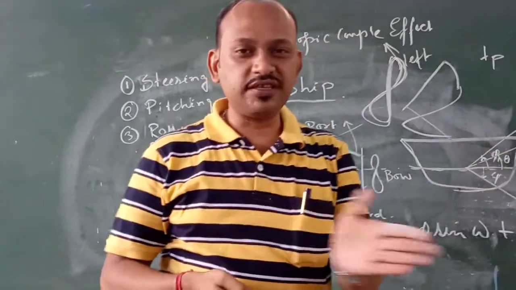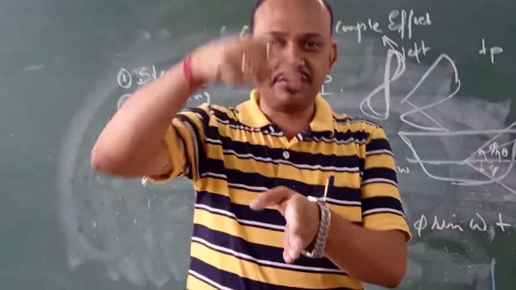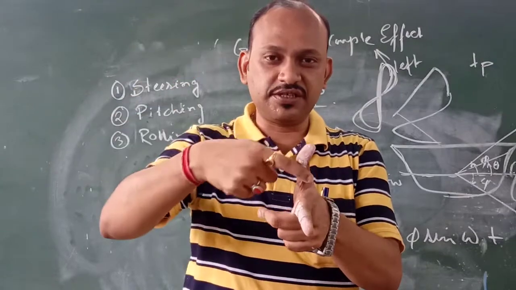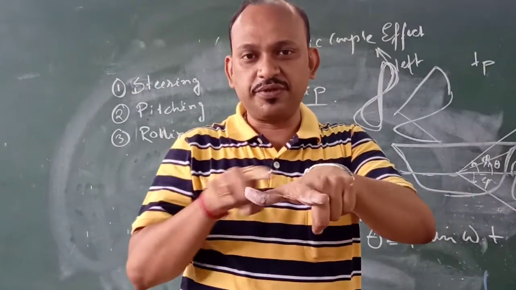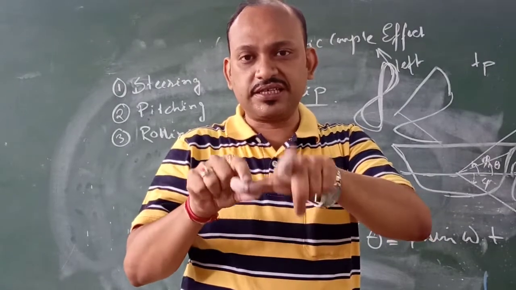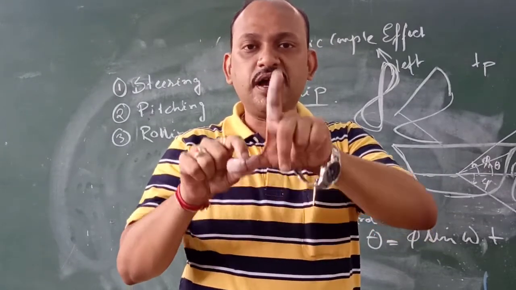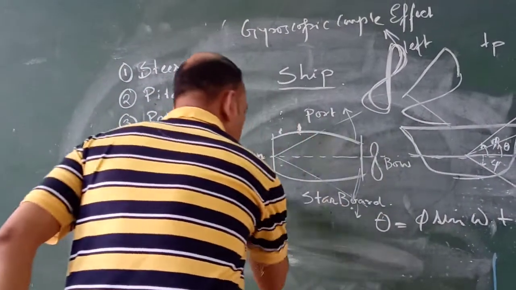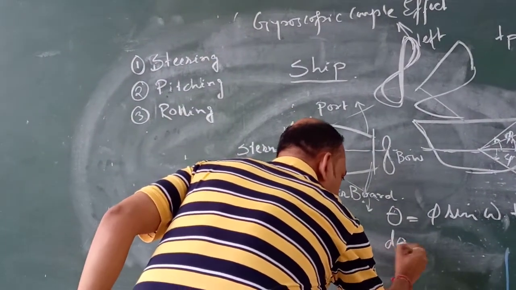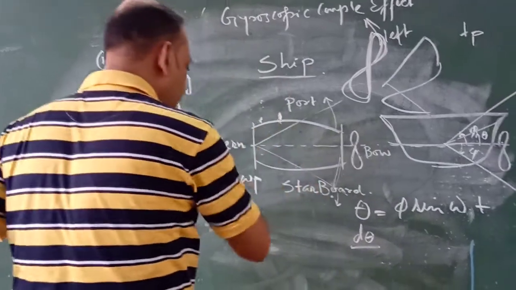When it is undergoing some steering action, then this is your axis of precession. And when it is undergoing the pitching action, this is the axis of precession. So with respect to this axis of precession, it will move in the upward or downward direction. So how to find omega p in that case?